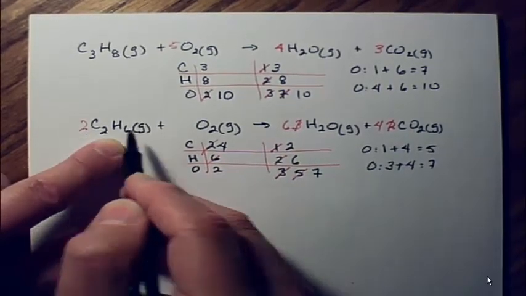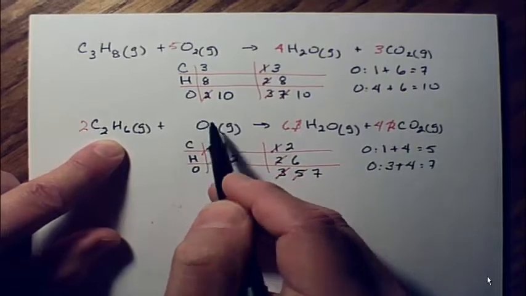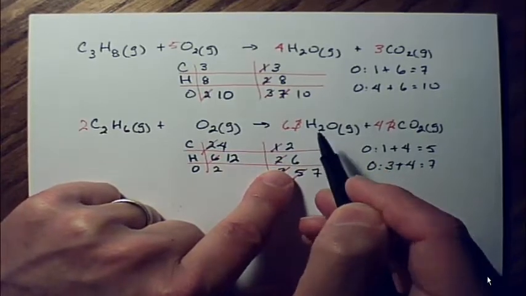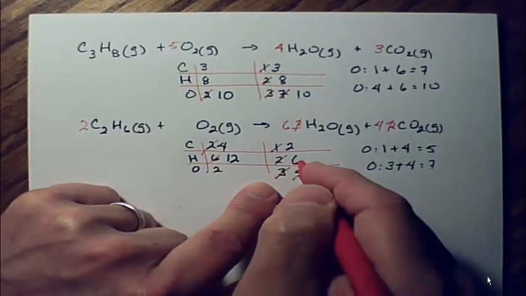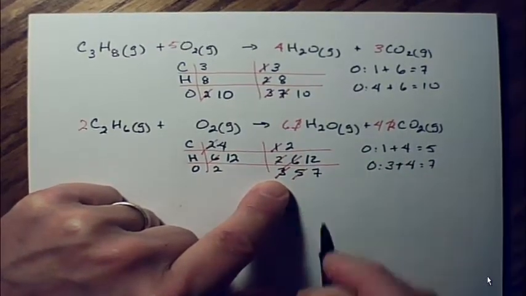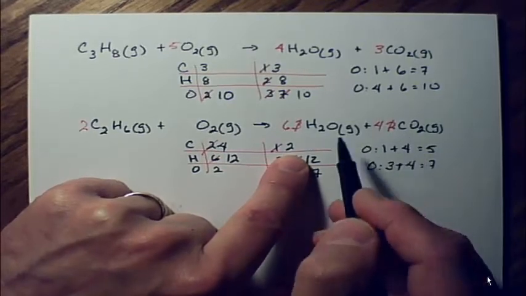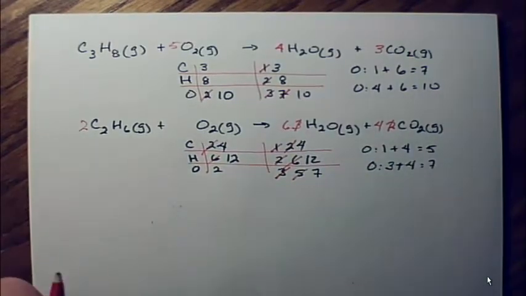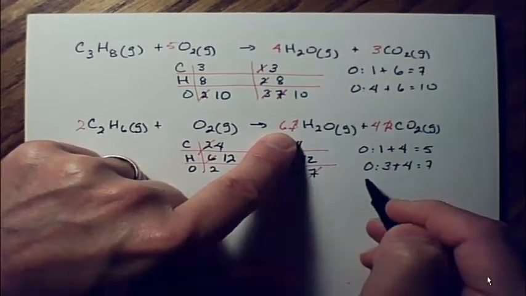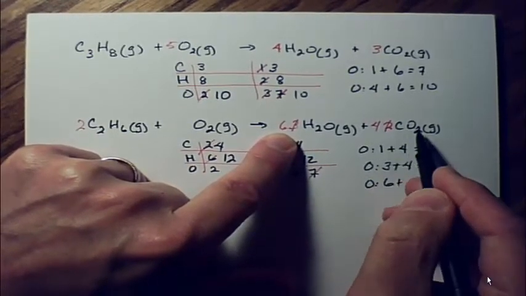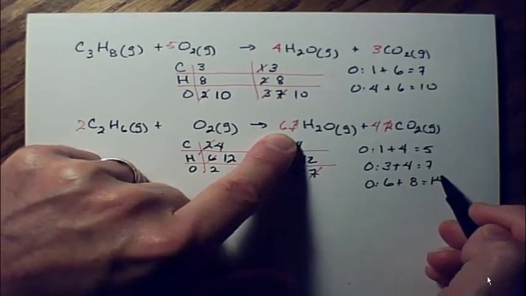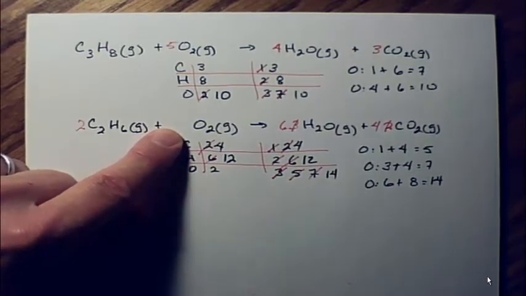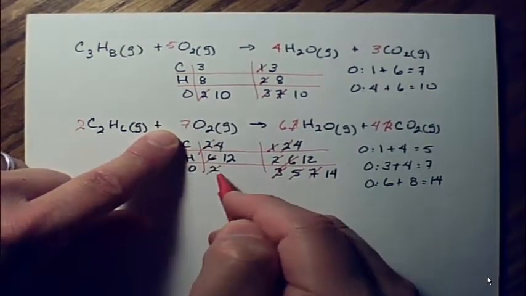So now I have 4 carbons here, and 2 times 6 is 12 hydrogens. I didn't change the oxygen, so that's why I didn't mark it out here. Over here, I have 6 times 2 hydrogens, that's 12. The number of carbons I've got is 4. The number of oxygens I've got, let's see, it's 6 times 1, that's 6. 4 times 2 is 8. That's 14 oxygens. Well, now it's easy to balance the oxygen because a 7 here will get it done.